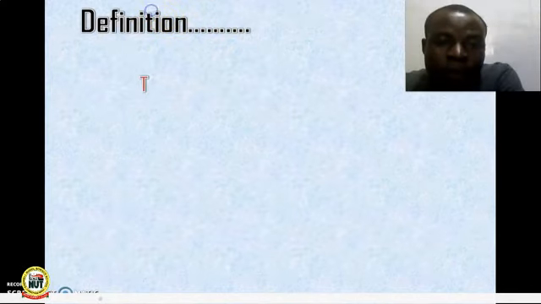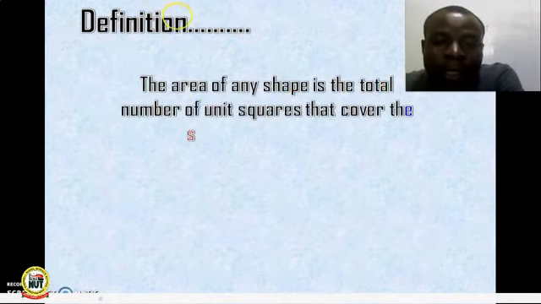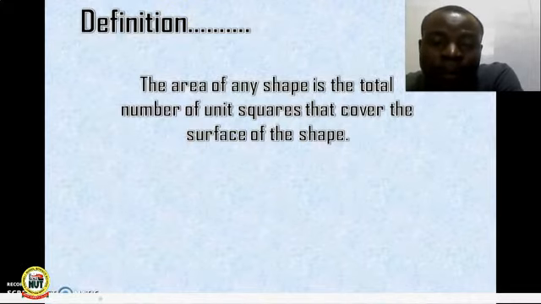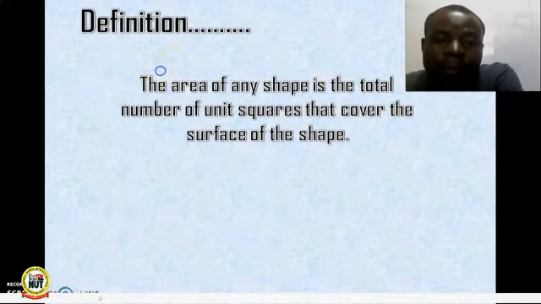Good. The first one I have here, look at the screen, everybody. I say here that the area of any shape, just like we discussed in our previous slide, is the total number of unit squares that cover the surface of the shape. So if you have a square, the number of square units that covers the surface of that square is the area of that square. Are we on the same page? Good.